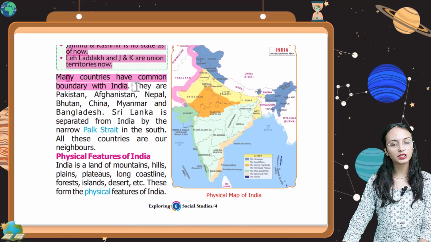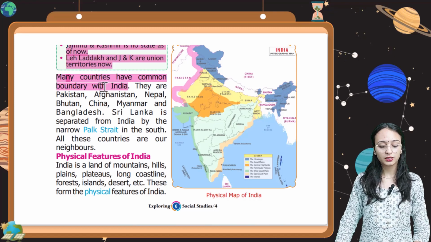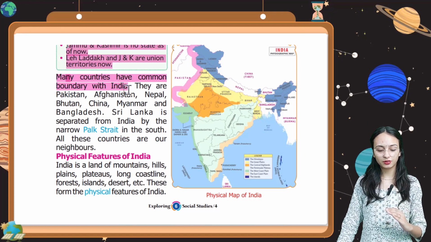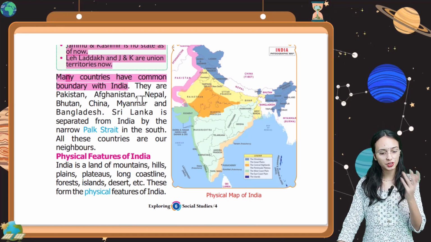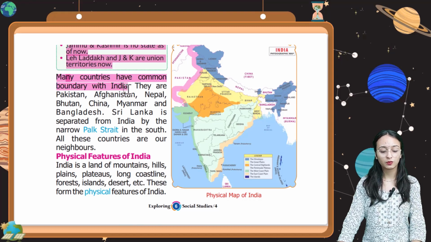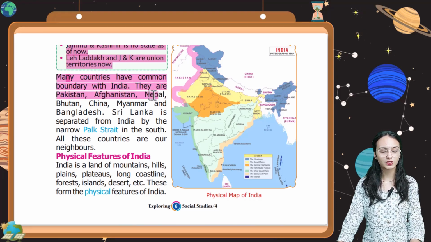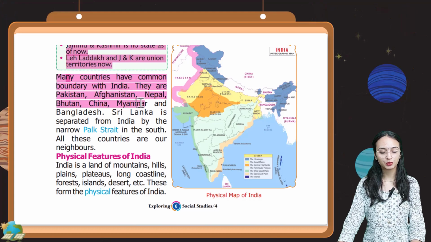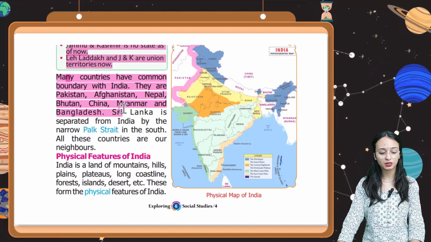We have many countries in our neighborhood, so a natural consequence is that we share boundaries with other countries. What are those countries? They are Pakistan, Afghanistan, Nepal, Bhutan, China, Myanmar and Bangladesh.